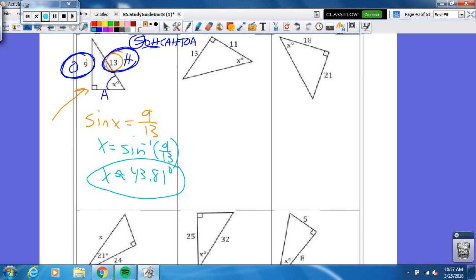There you go. All right, so you have 1, 2, 3, 4, 5 left on this page. See if you can do it. Raise your hand if you have any questions. Good work. Ready, set, go.